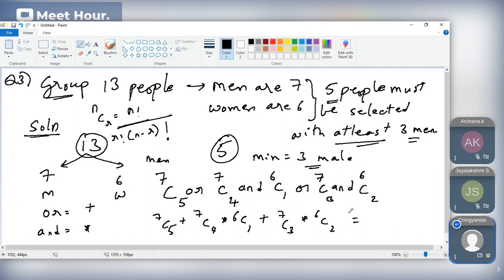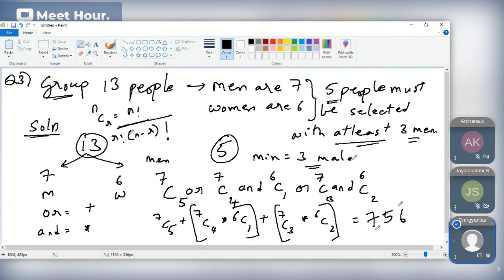You should be faster in calculation. So 406. How much? 406. No, it becomes 756. See, first you solve this. In the brackets you solve. Okay, then you do final. So you get 756 answer.